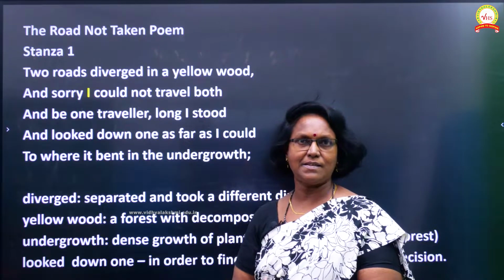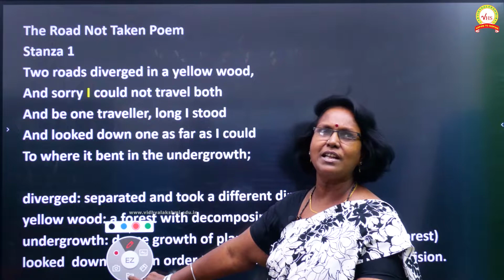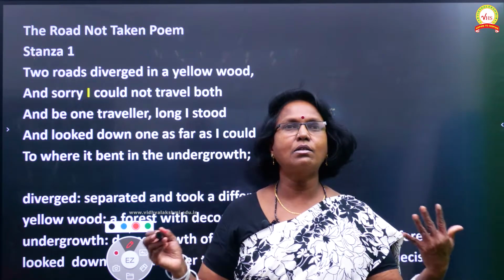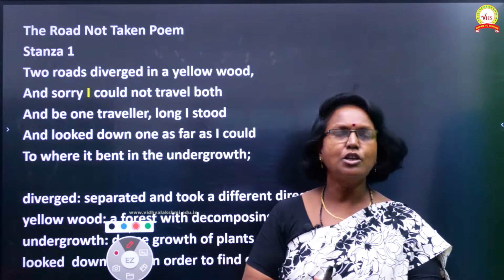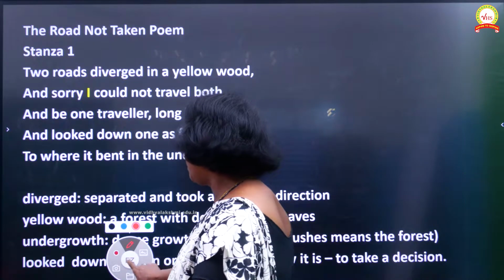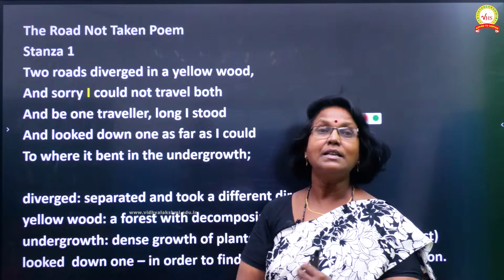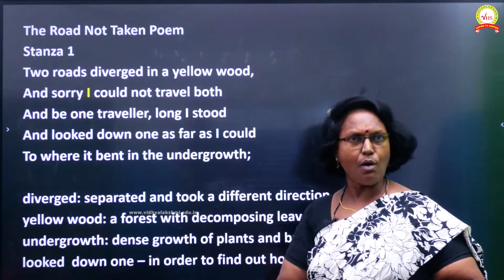So the first stanza. Two roads diverged in a yellow wood, and sorry I could not travel both, and be one traveller. Long I stood and looked down one as far as I could, to where it bent in the undergrowth. So before I proceed to explain what is what, let me tell you the meanings of these words which you may know or might not know.